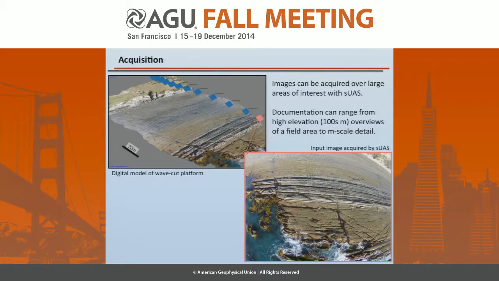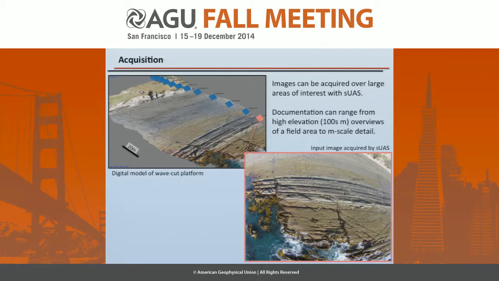So I'll walk you through the general workflow of structure from motion, and that starts with acquisition. On the upper left-hand corner, we have a digital model of just a portion of one of those wave cut platforms, and we can see all of these thin beds are near vertically dipping, and here's a much thicker sand bed here. Each of these squares floating in space above the model represents the estimated position of the drone at the time that a picture was taken.